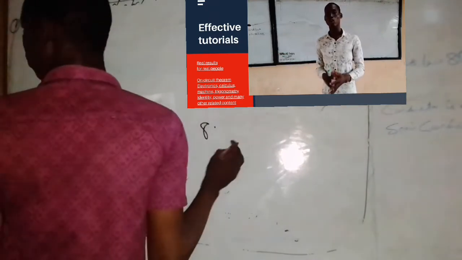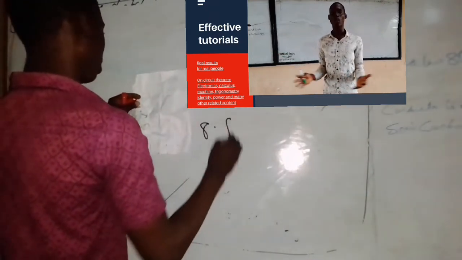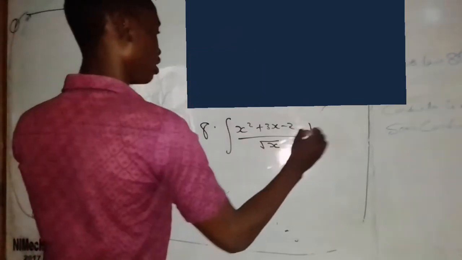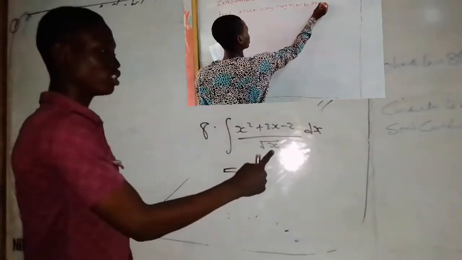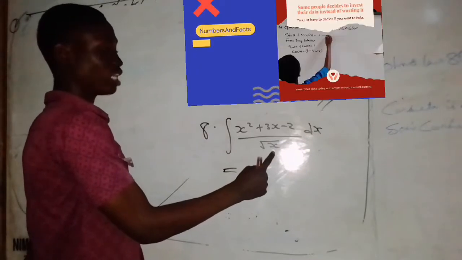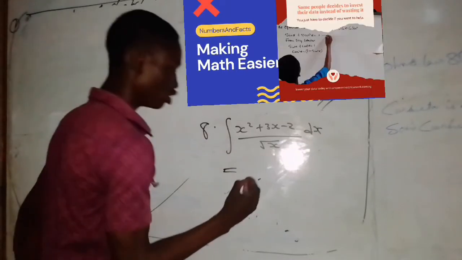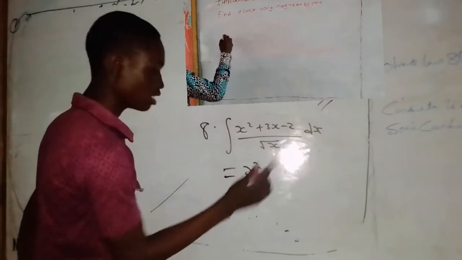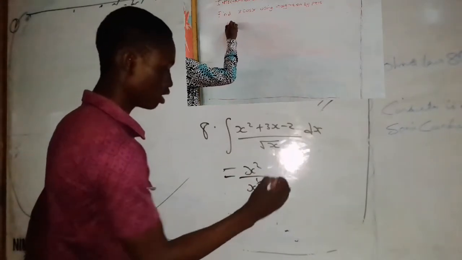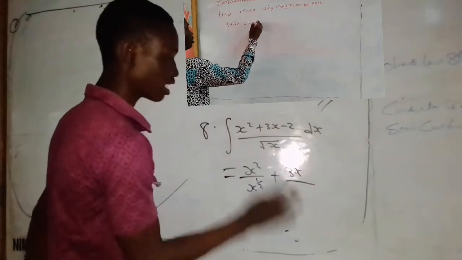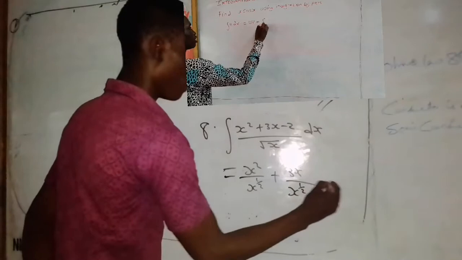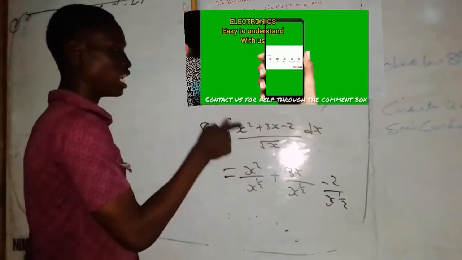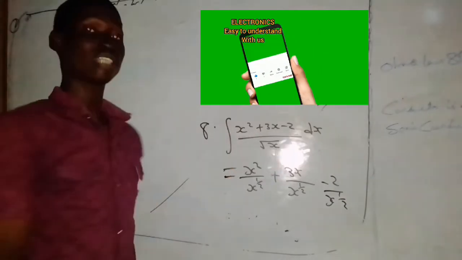Let's have something like this. We have a question here: find the integral of s squared plus 3s minus 2, divided by root s, ds. How do you find something like this? What is root s? Root s is s raised to the power 1 over 2. So this could be written as s squared divided by root s, and root s is s raised to the power 1 over 2, plus 3s divided by s raised to the power 1 over 2, minus 2 divided by s raised to the power 1 over 2. That means s squared divided by root s, 3s divided by root s, and minus 2 divided by root s.